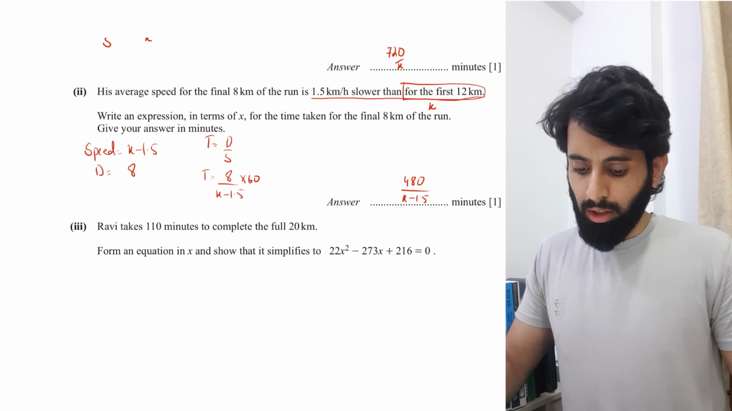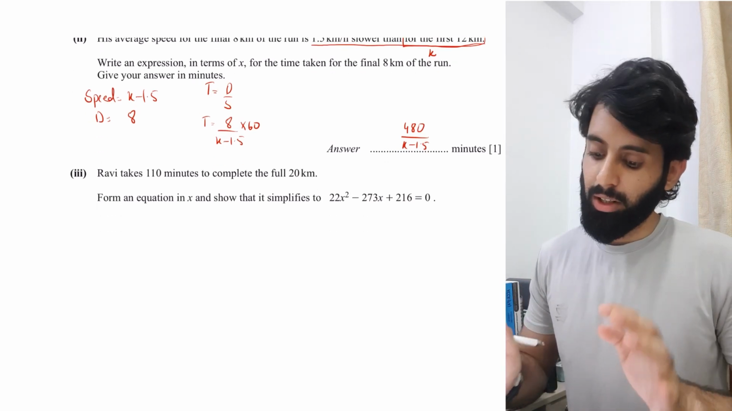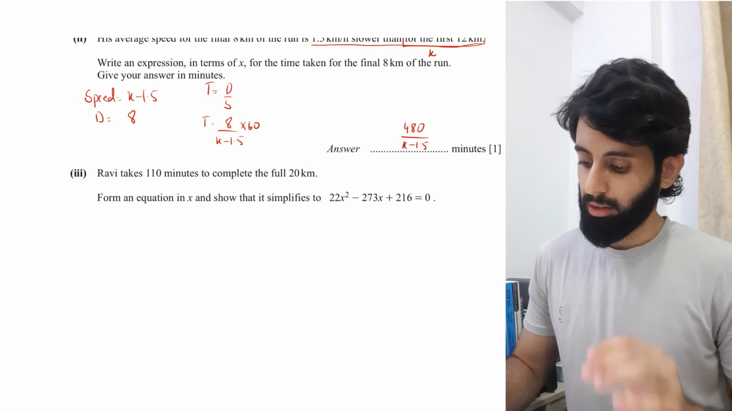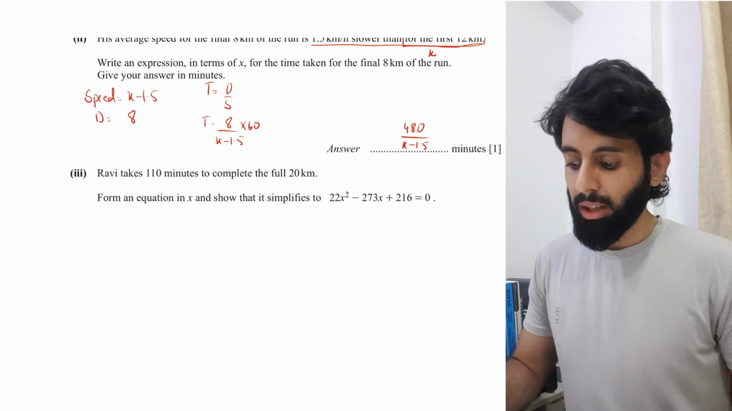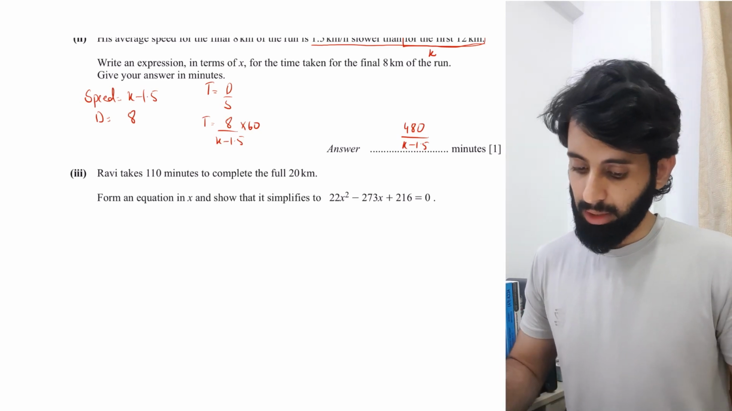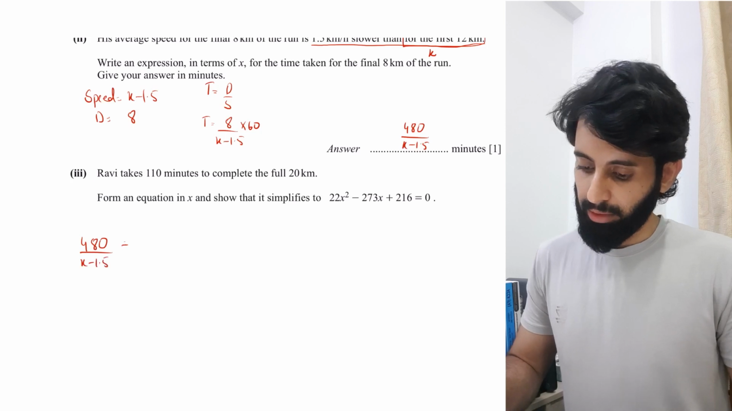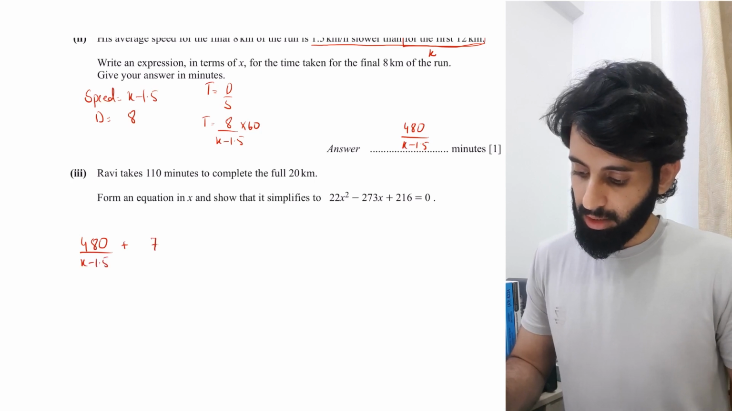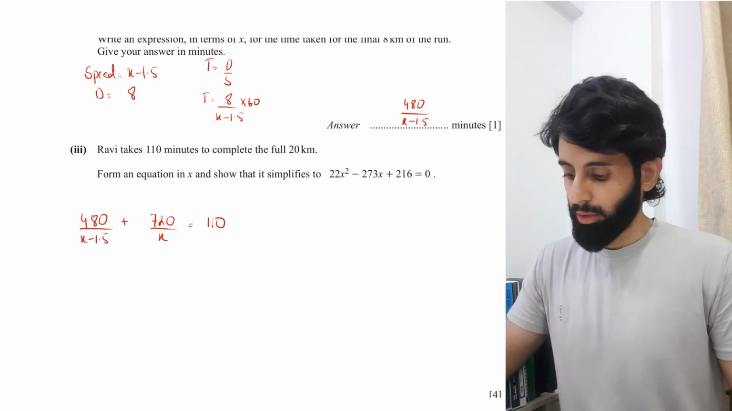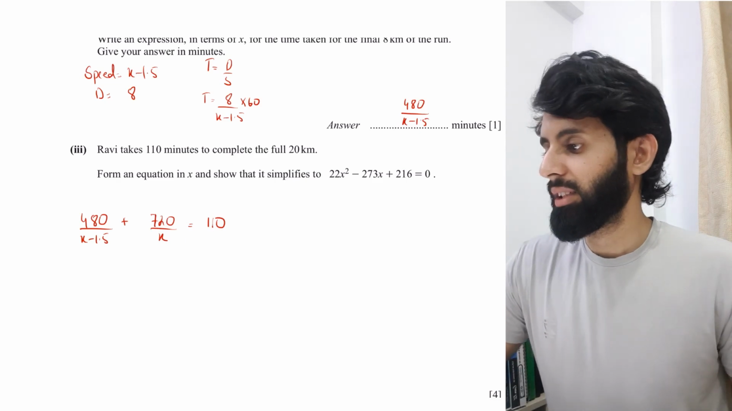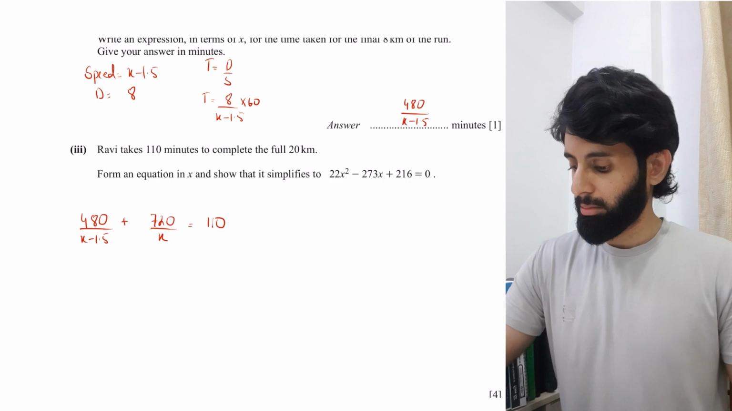So far so good. Then it says Ravi takes 110 minutes to complete the full 20-kilometer run. That basically means that the sum of the two times we just worked out, 480 upon x minus 1.5 plus 720 upon x, is equal to 110. Why are we taking 110 as it is? That's because the times we worked out were in minutes, and this 110 is also in minutes.